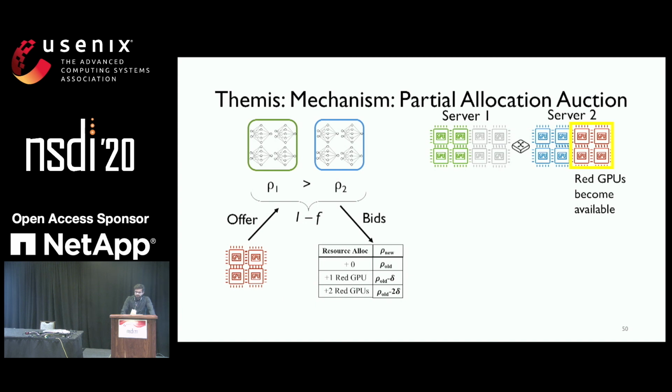For example, this valuation table has 3 rows. With no additional resource, the value of rho remains unchanged. With 1 additional red GPU, the value of rho, say, improves to rho minus delta. And with 2 additional red GPUs, the value of rho further improves to, say, rho minus 2 delta.